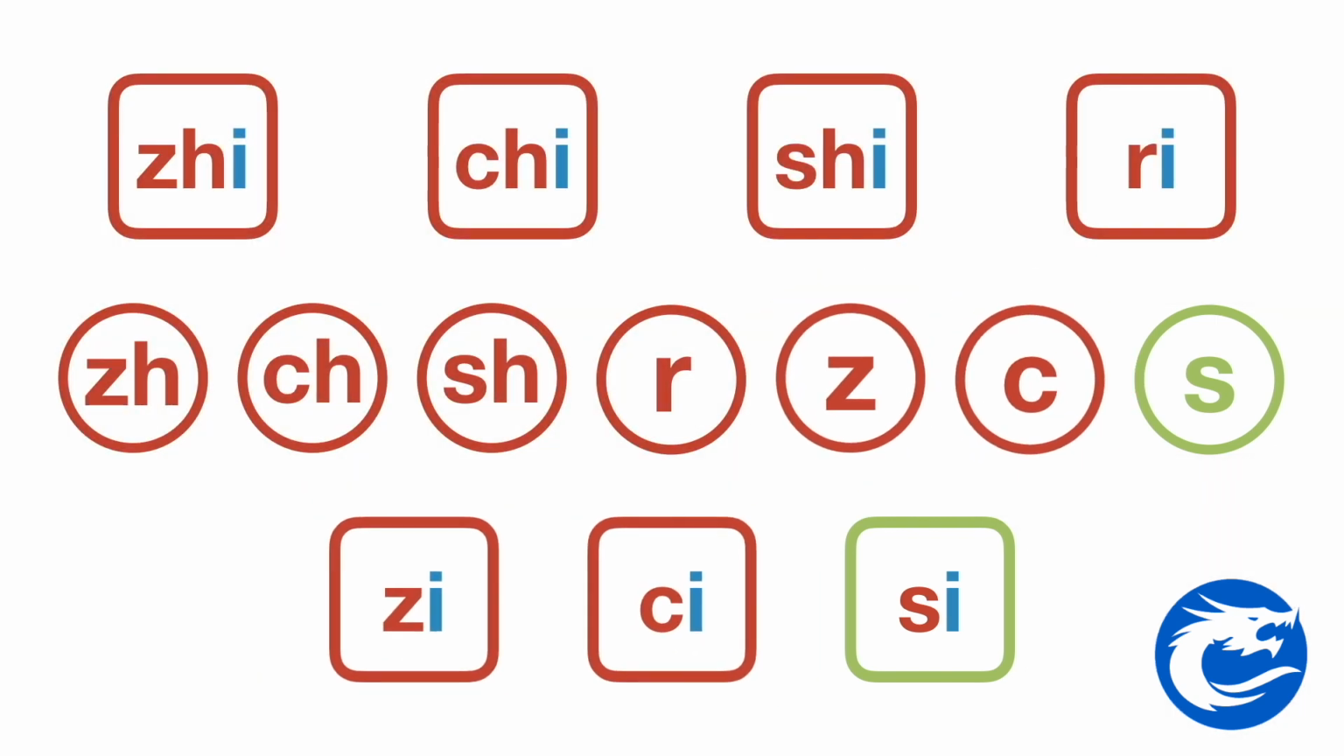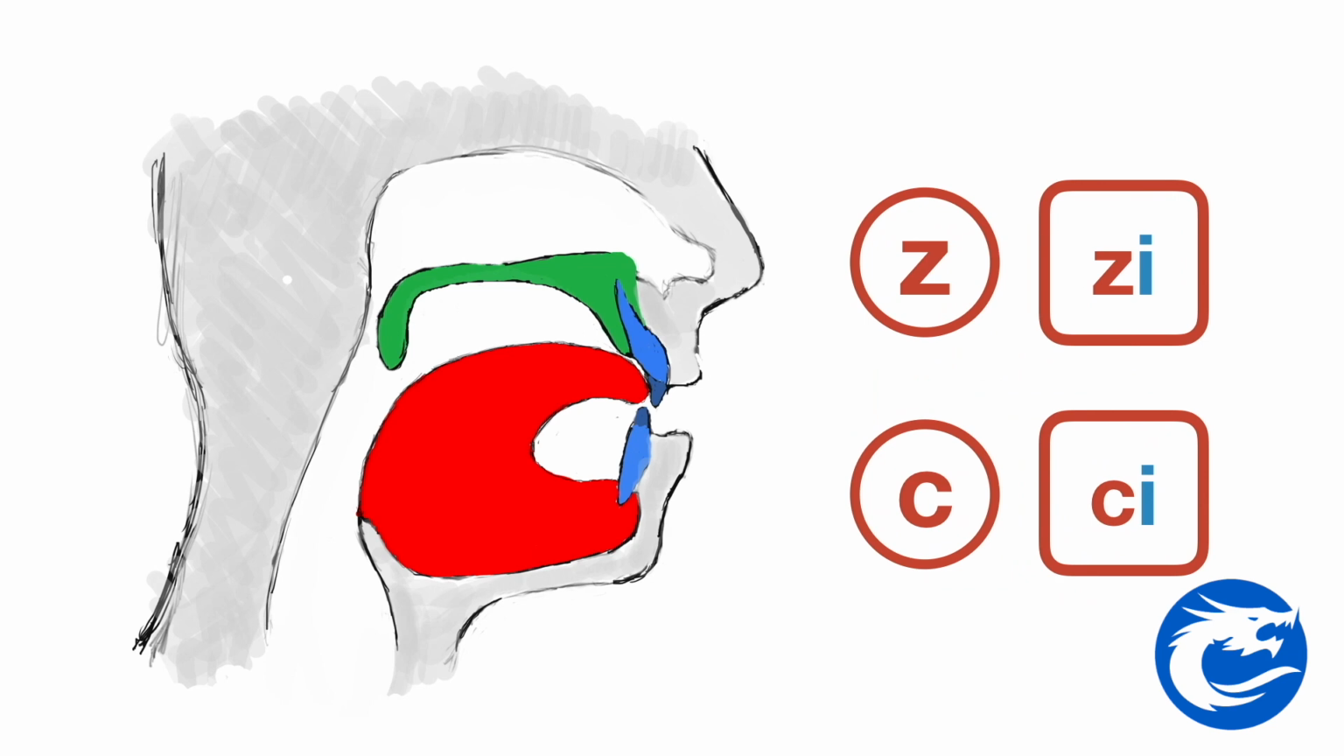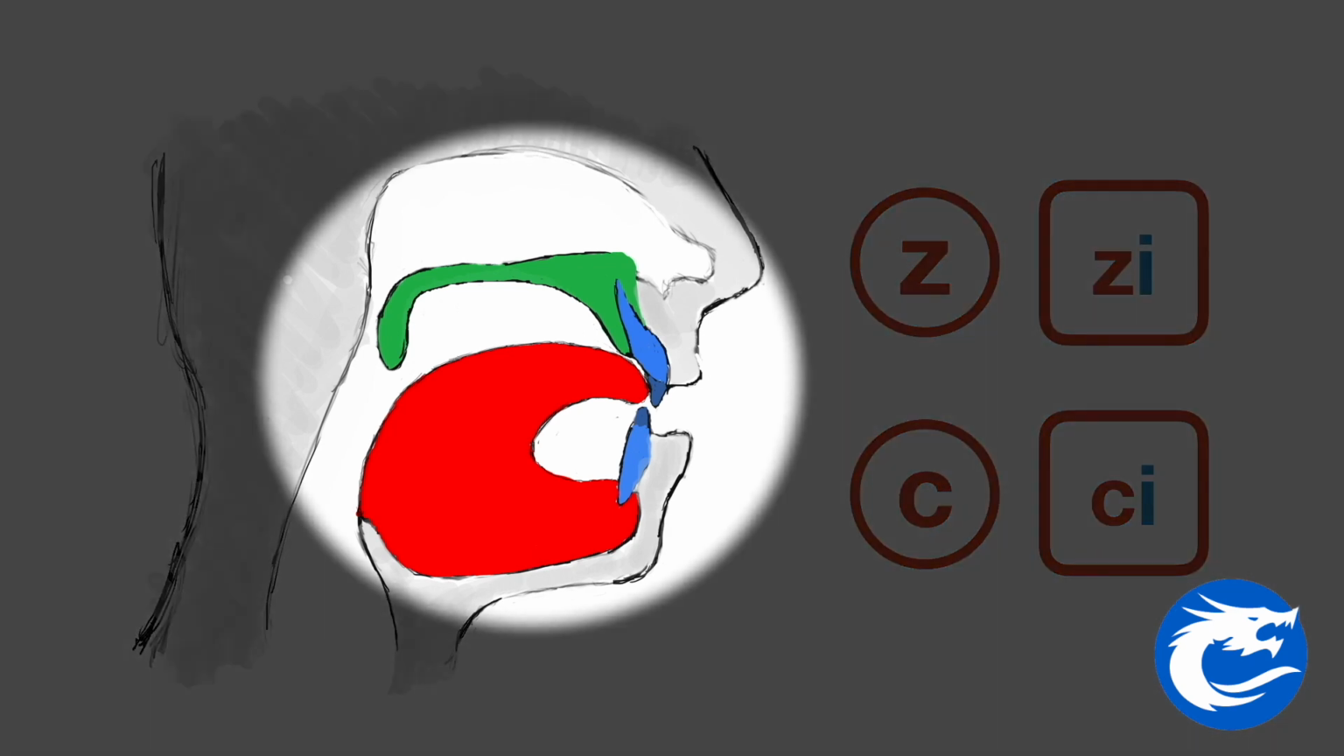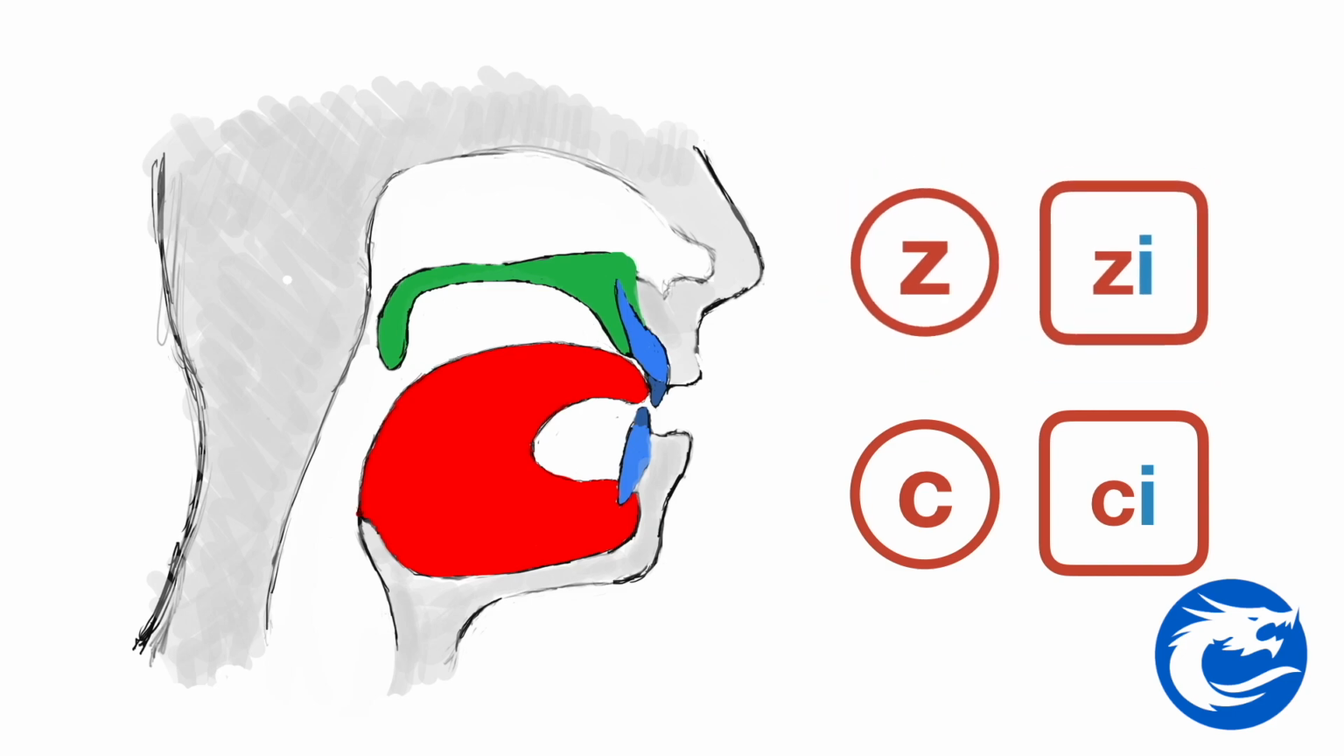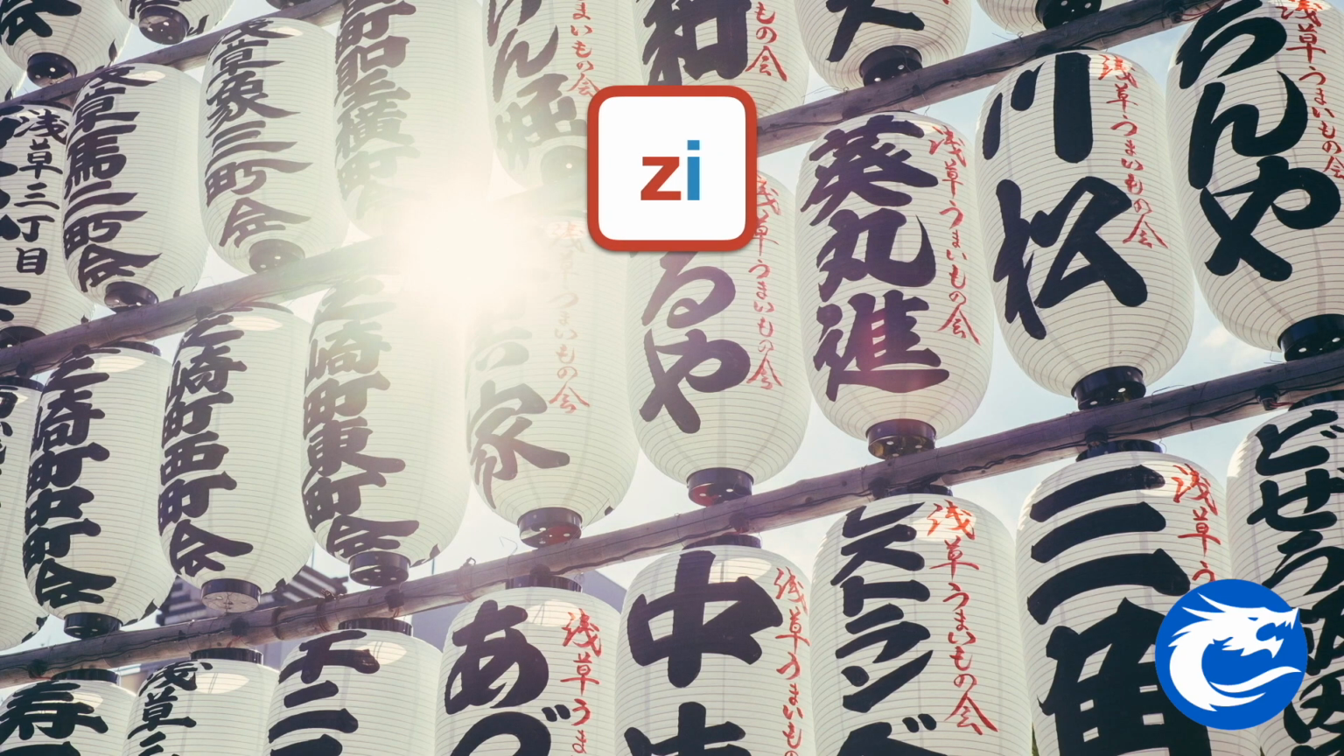So first, ZI and CI. They share the same tongue position, and that's up here behind the top teeth, sort of between the top teeth and the gum there. So let's try the Z or ZI in Chinese. Remember, it's basically the same thing because the I is fake in this situation, right? So it's just essentially an initial by itself.